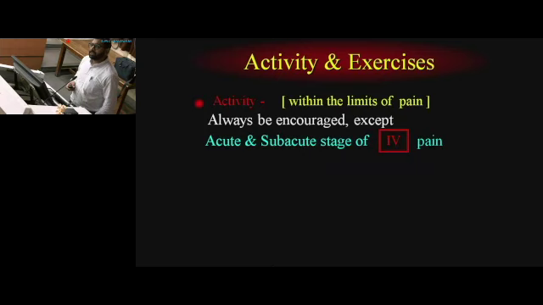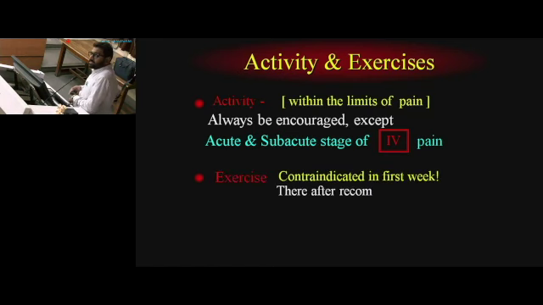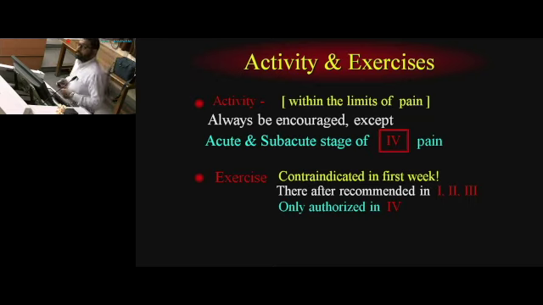Activity and exercises, as I told you, activity should be increased within the limits of pain, and exercises, there are different regimes of exercises, and these exercises are contraindicated in first week of acute pain, and especially in those patients who are having type 4 pain with radicular pain, they are not allowed to do exercises in first week. Okay. Thereafter, the patient is encouraged to start the exercises. In first week, kya karenge phir? First week, we will give medications and we will use the physiotherapy modalities. Kon-kon se modalities hain? IFT hai, TENS hai, shortwave diathermy.